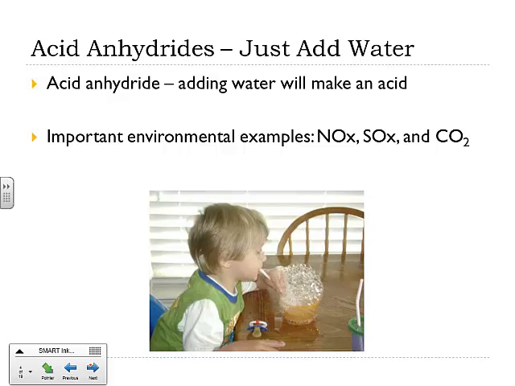Just a quick review, right? We talked about acid anhydrides in the last lecture, and we said that an acid anhydride is anything that adding water to will make it acid. So our NO2, our NO are acid anhydrides. SO2 and SO3 are acid anhydrides. And CO2, right? There are 5 environmental acid anhydrides.